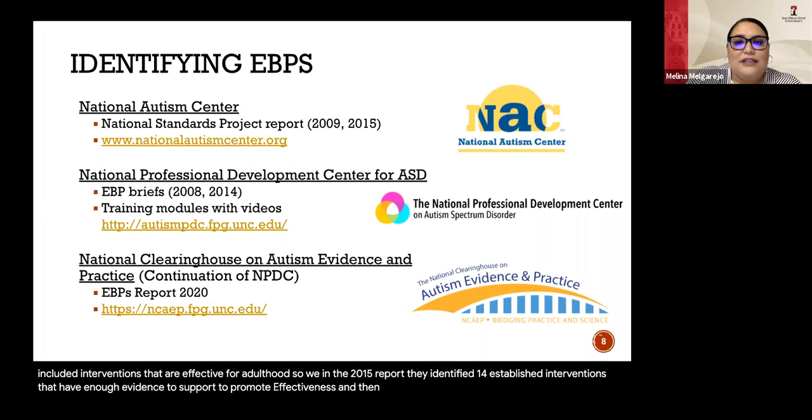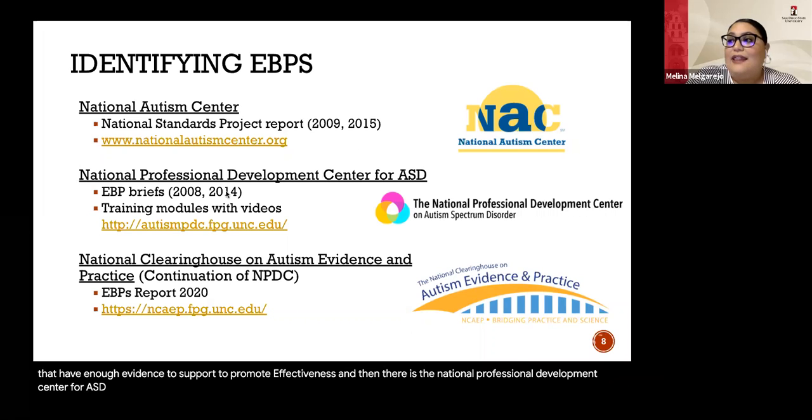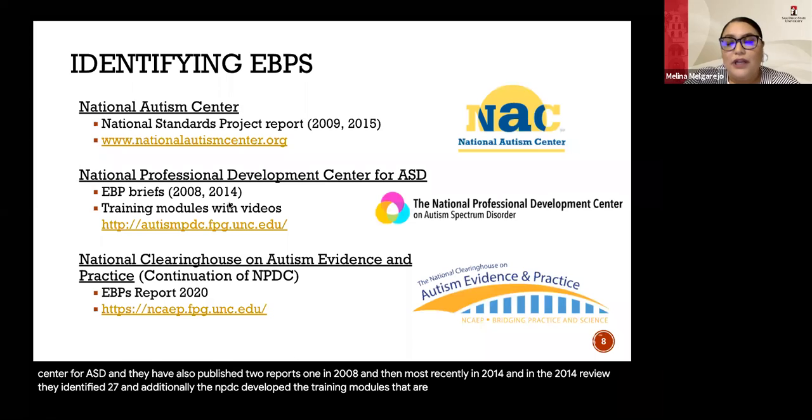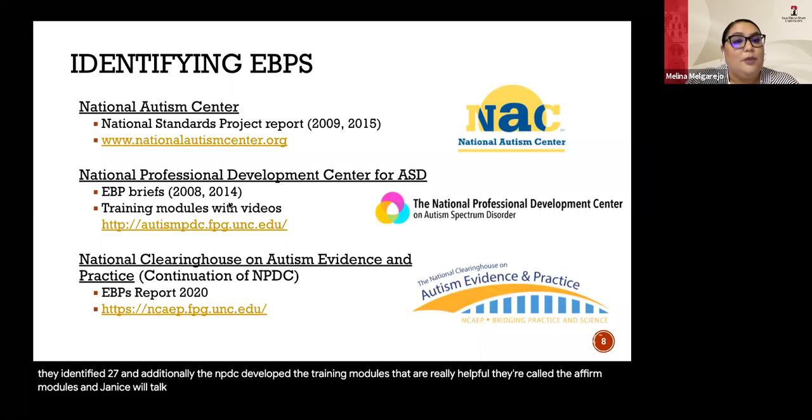So they also included interventions that are effective for adulthood. And most recently in the 2015 report, they identified 14 established interventions that have enough evidence to promote effectiveness. And then there is the National Professional Development Center for ASD, and they have also published 2 reports, one in 2008 and then most recently in 2014. And in the 2014 review, they identified 27 evidence-based practices. And additionally, the NPDC developed the training modules that are really helpful. They're called the Affirm Modules.